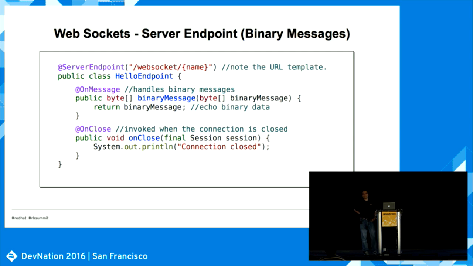Similarly, you can handle binary messages. So you see there's a binary message method. In this case, you don't receive a string, you receive a byte array. And you're also informed when the connection is closed, and you can do something with it. Like here, we just log it on close.